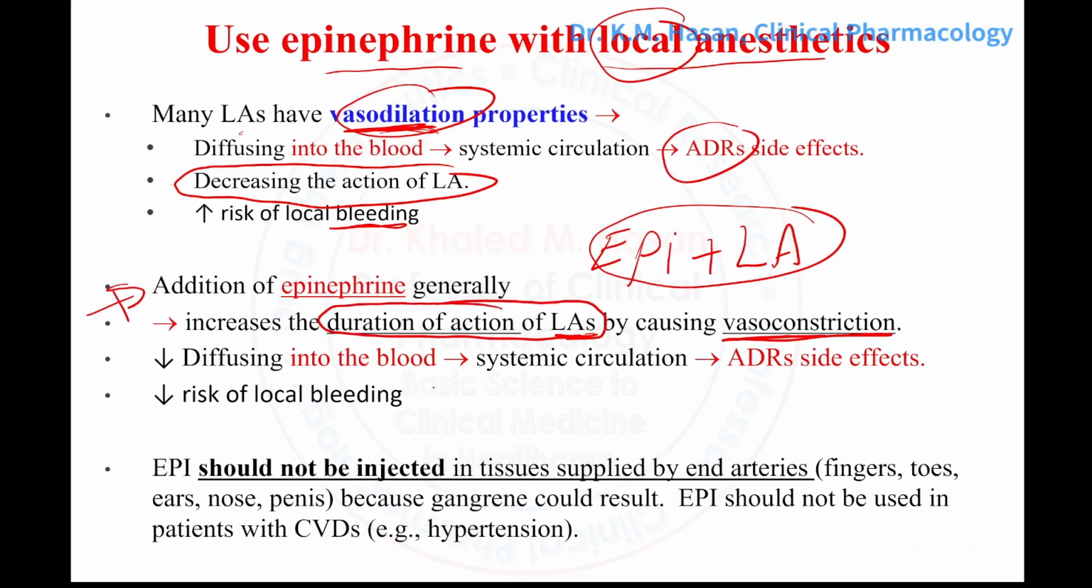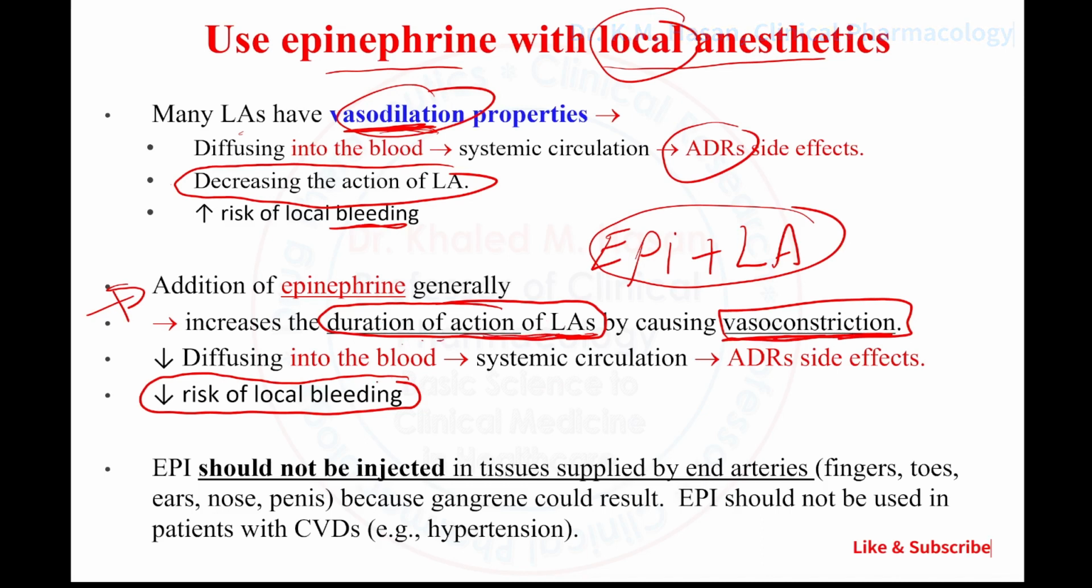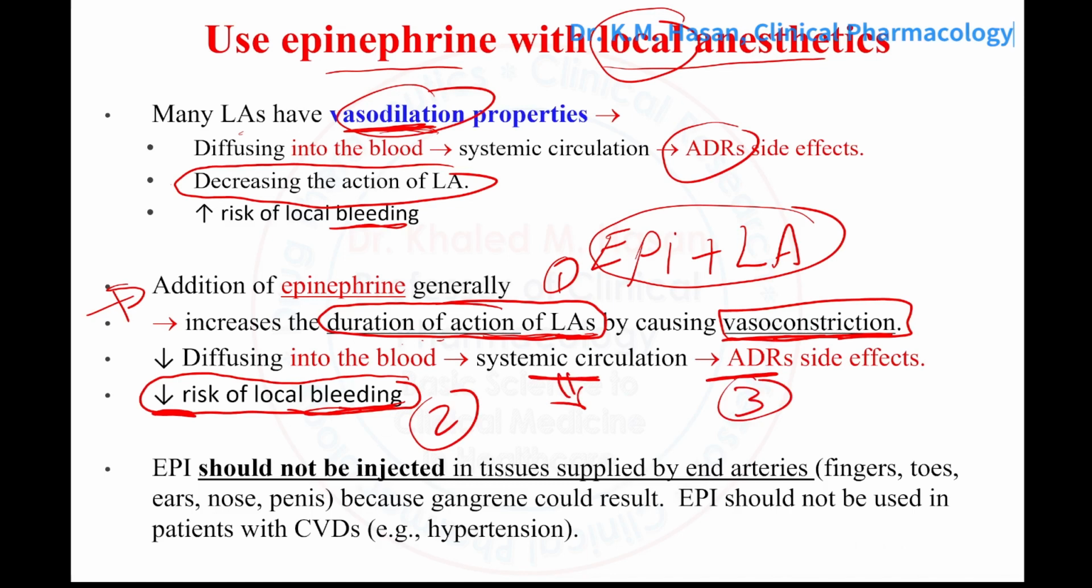Number two, we believe that we have less risk of bleeding, because we have vasoconstriction also. The vasoconstriction will lead to the increased duration of action of the local anesthetic. Number two, decreased local bleeding, decreased risk of bleeding. Number three will be less side effects, because this local anesthetic does not arrive to the circulation. So we have three actions. Number one, increased duration. Number two, less side effects. Number three, less bleeding. Okay, this is an important issue for us.